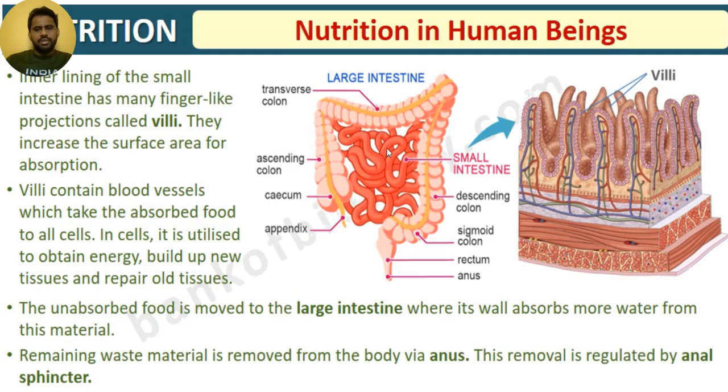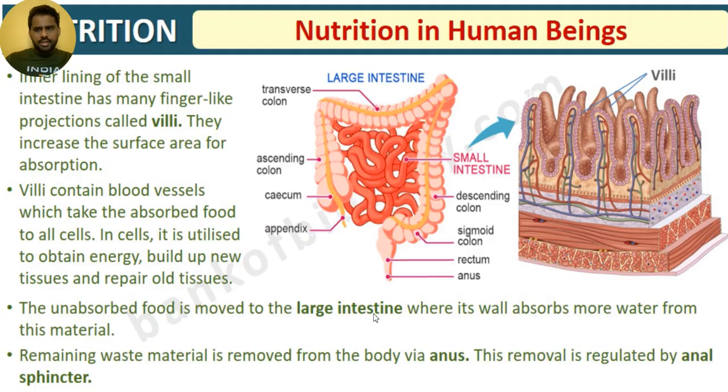Whatever is absorbed is in the small intestine; what is not absorbed goes to the large intestine, where its wall absorbs more water from this material. The remaining waste material is removed from the body via the anus. This removal is regulated by the anal sphincter. So what is important? Villi. The function of villi is important: how it contributes to the process of digestion. They increase the surface area for absorption, and they have blood vessels.